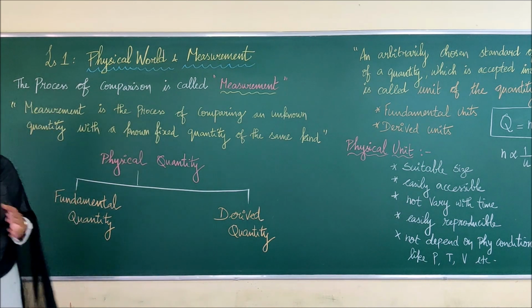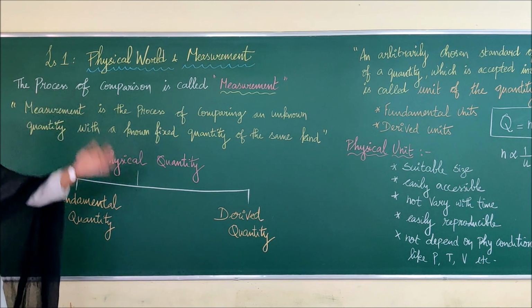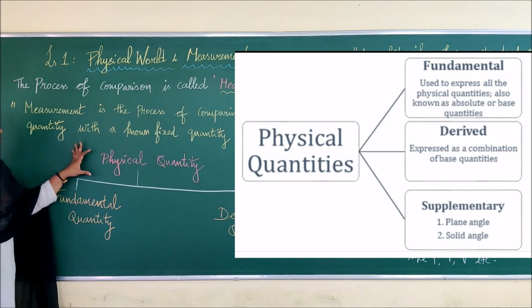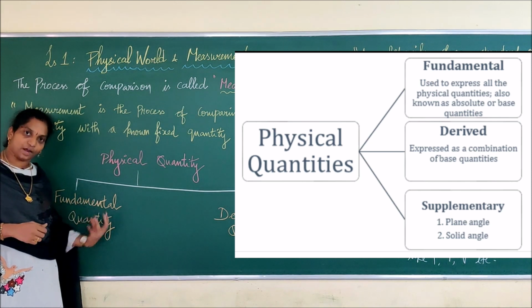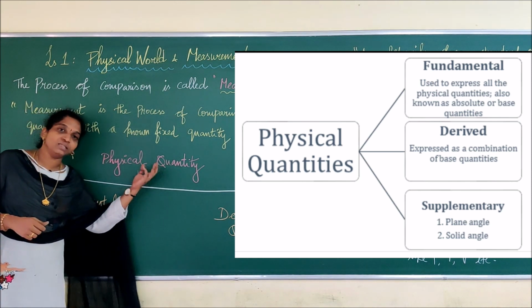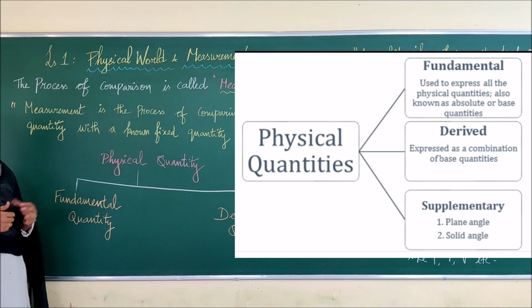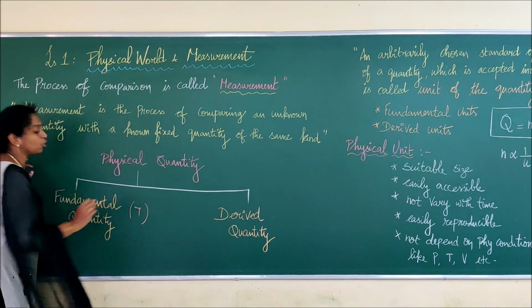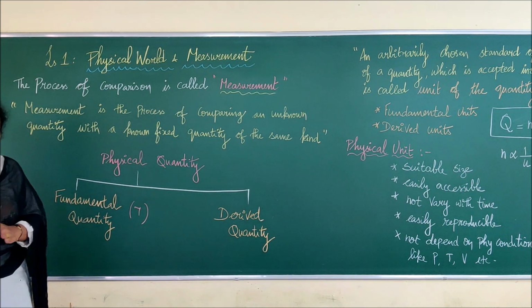Is it clear? Measurement is the process of comparing an unknown one with a known fixed quantity of the same kind, not a different one. Now, physical quantities are basically divided into two types: one is fundamental quantity, another is derived quantity. We can call fundamental quantities base quantities too. There are 7 fundamental quantities. So what is a fundamental quantity?